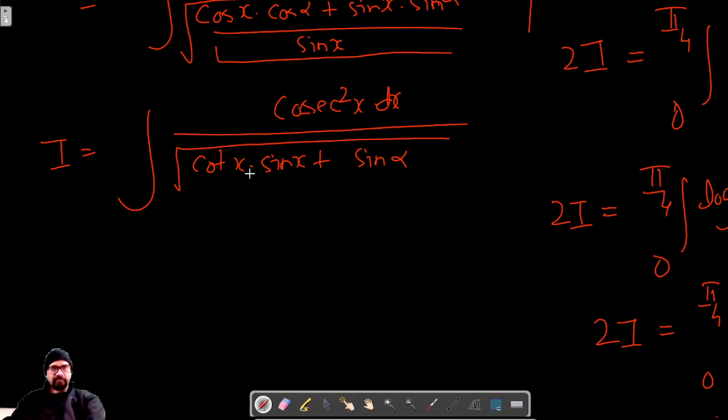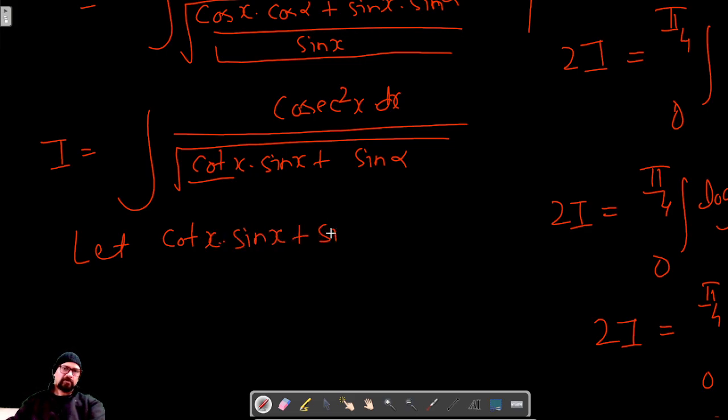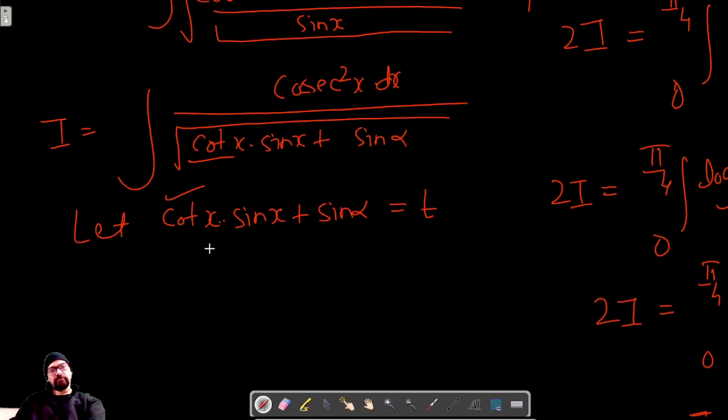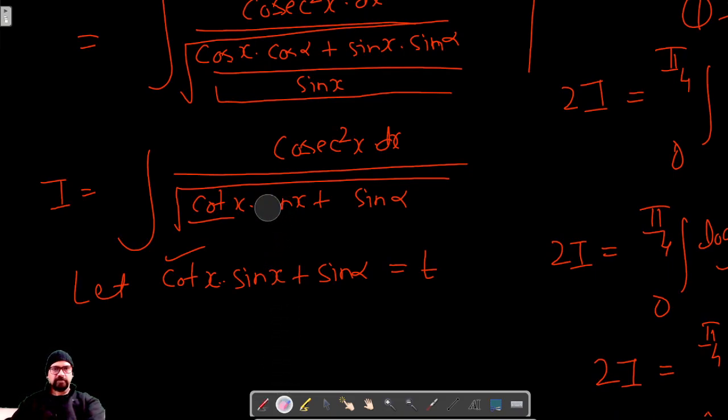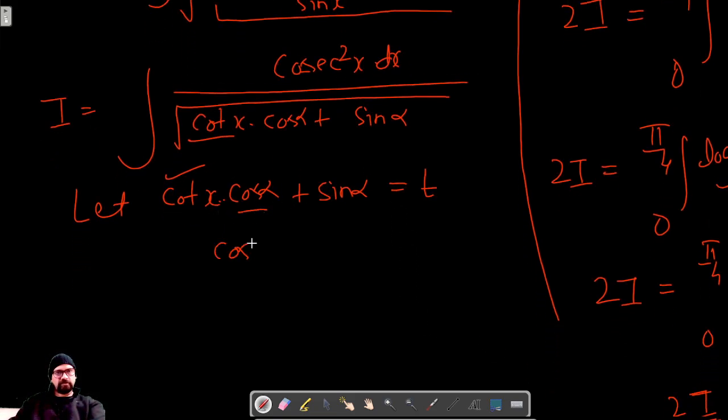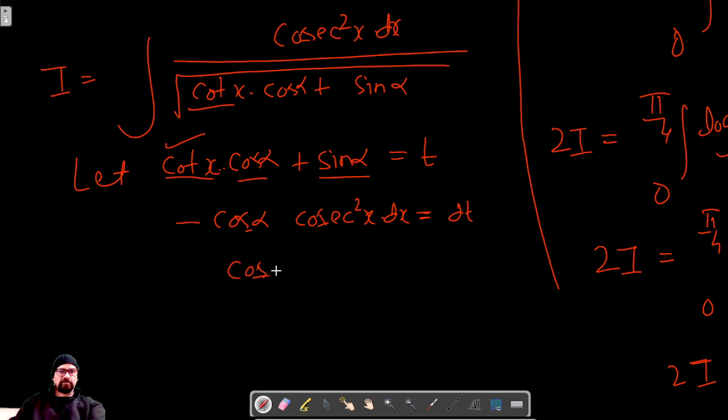Okay, now it's in the standard form, where we know that the differentiation of cot is cosecant square, and we are going to make the substitution. So let's say cot x into cos alpha plus sine alpha is equal to t. Now differentiating, cos alpha is constant, so it's out, and differentiation of cot is negative cosecant squared, so cos alpha into negative cosecant squared x dx is equal to dt. Sine alpha is constant, so its differentiation is 0. So that means cosecant square x dx is equal to minus dt by cos alpha.